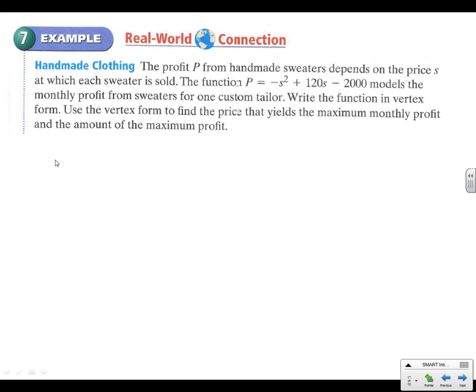All right, last thing to work on. Let's do our real world connection. So we got a profit function from handmade sweaters, but that depends on the price. So if you sell them for more, you're going to make maybe more money, maybe less money. Depends on how many people buy. All right, so we've got an equation, and we write the function in vertex form. So let's start out with this. P equals negative s squared plus 120s minus 2,000.